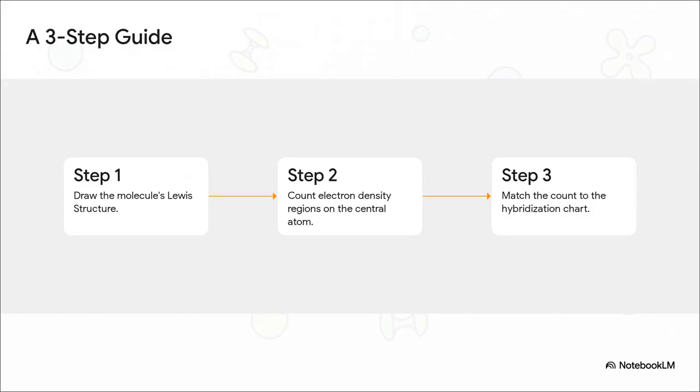So here's your 3-step guide. Step 1. Draw the Lewis structure for your molecule. Step 2. Look at the central atom and just count those regions of electron density around it. And step 3. Match that number to the chart we just looked at. And that's it. You've figured out the hybridization.